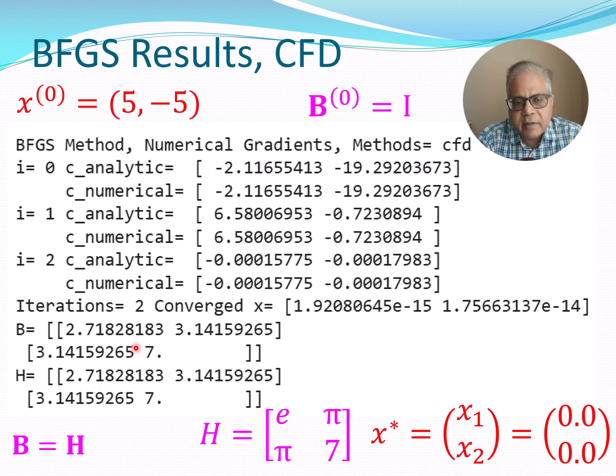And if you look at B and H matrix, they are also exactly same. So in fact, we even got 7 and 7 here, no, 6.999 and so on. So literally we can get the value of pi and E from this particular calculation.